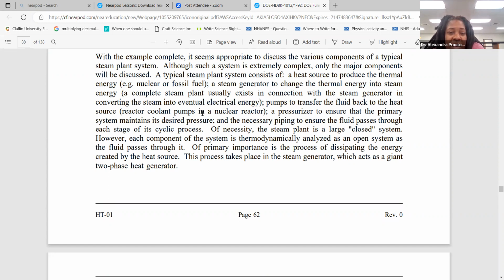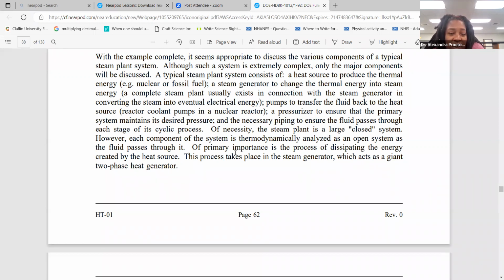So you have a complete steam plant that usually consists, in connection with a steam generator, of converting the steam into electrical energy, and then pumps to transfer the fluid back to the heat source. So you have reactor coolant pumps in the nuclear reactor, a pressurizer to ensure that the primary system maintains its desired pressure, and the necessary piping to ensure that the fluid passes through each stage of the cyclic process. So the steam plant is a large closed system.